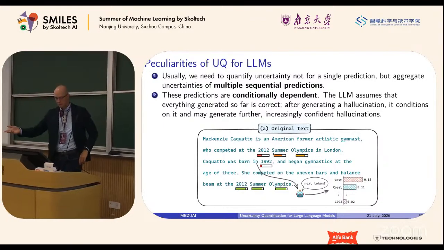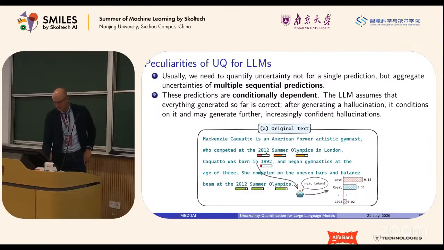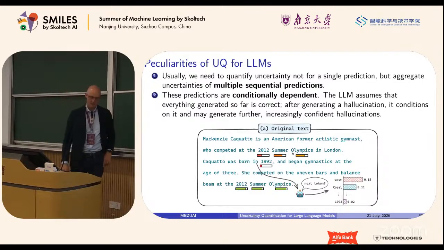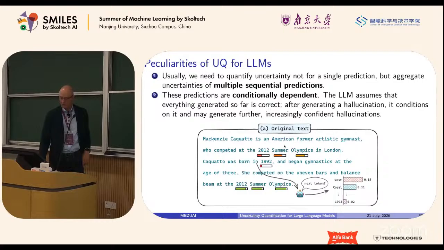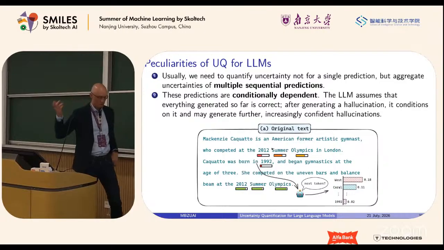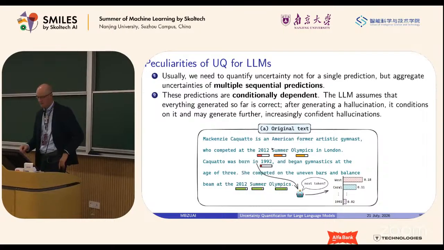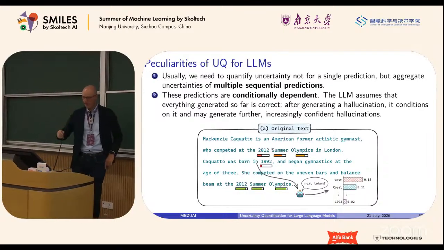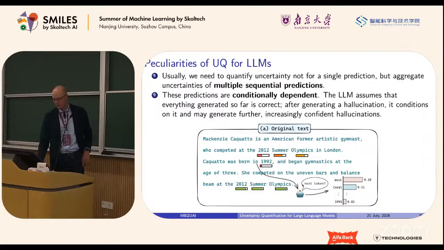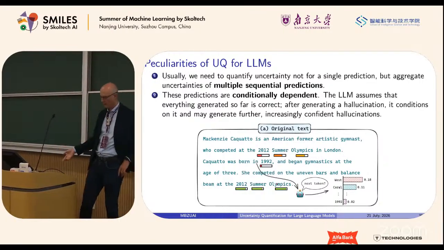So let's say in this example, it generated some hallucination: I think that this Mackenzie Kakwato competed in the 2012 Summer Olympics in London. And you can see that you can probably detect this hallucination with high entropy or low probabilities of these tokens. But after that, it conditions on what was generated so far, and it generates even more hallucinations. Once again here, 2012 Summer Olympics. It's still a hallucination, but now it considers it completely correct.